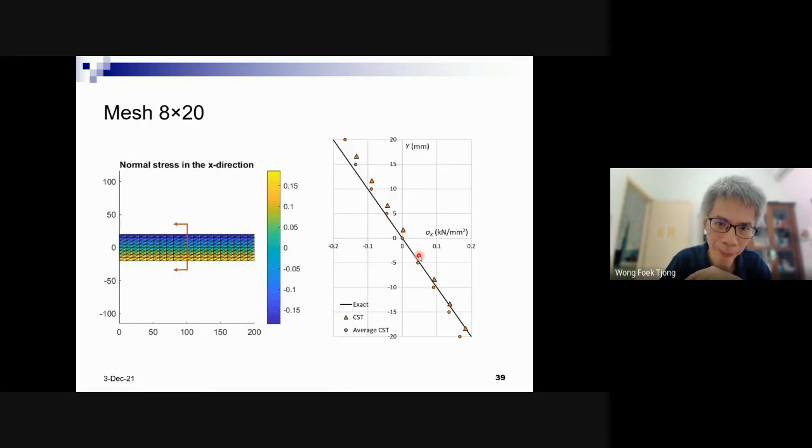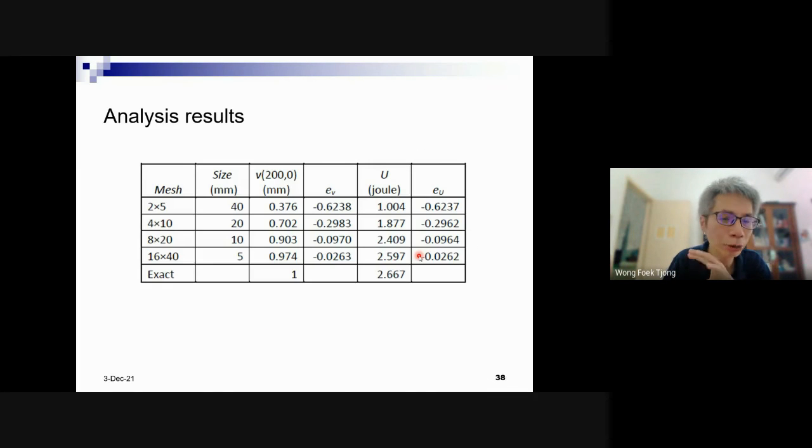Why? In this bending problem, we need a very fine mesh to obtain the deflection, unlike in pure tension or pure shear. Any questions? Here we see the displacement error and the strain energy error.